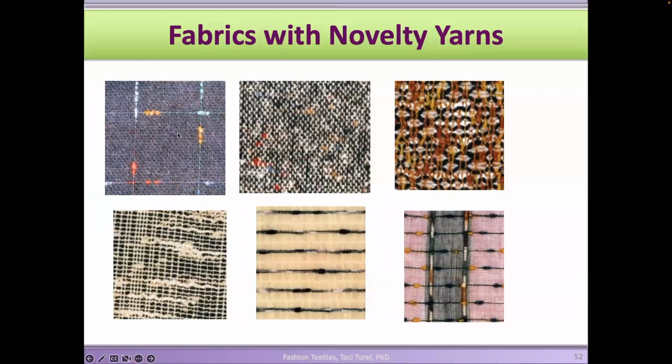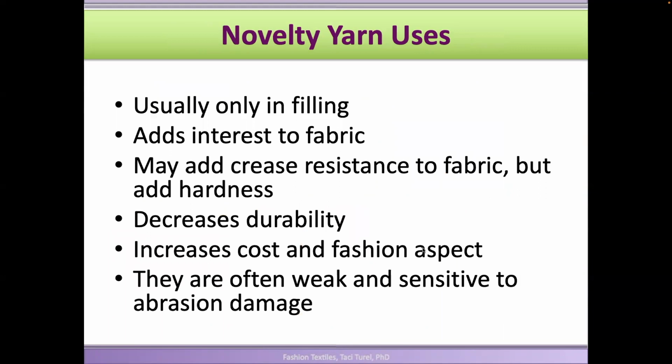This is a tweed fabric, this is a slub yarn. Again, you can see these effects. This is a tweed fabric with those little fibers with different colors. Another slub yarn. This looks more like a snarl yarn. This is another one. And this is another. So these are fabric samples that you can see made out of these types of fancy yarns.